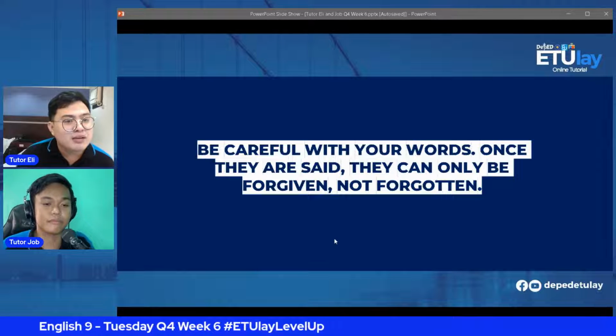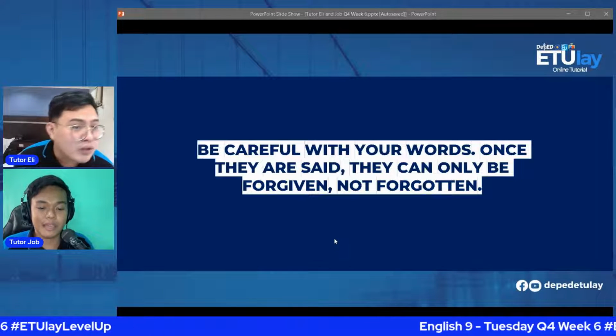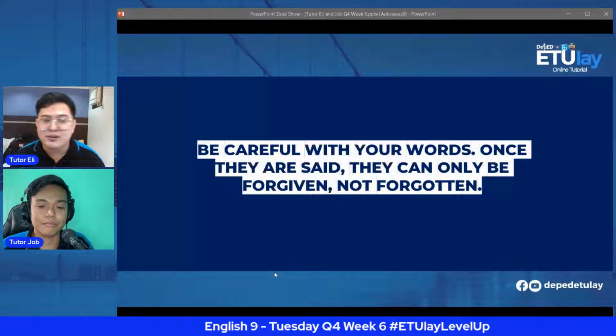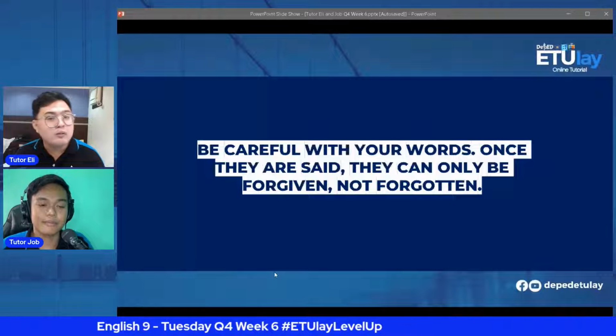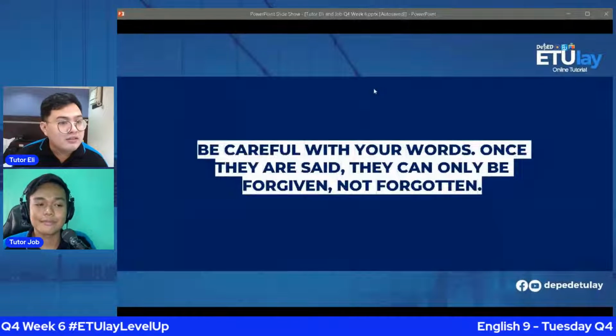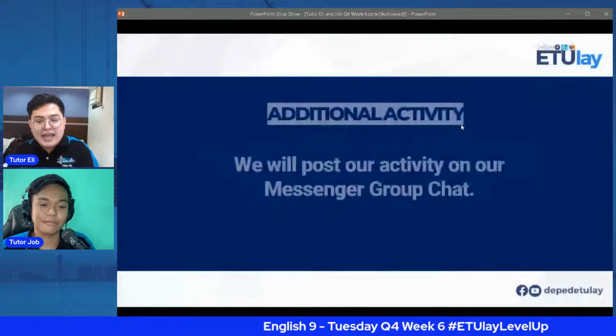And another reason to be careful. Yung example ng stereotyping is yung faulty generalization. Nilahat mo na, that you don't have any facts based on, naging bias ka na doon. So, be careful on the words that we say because once we said them, they can only be forgiven but not forgotten.